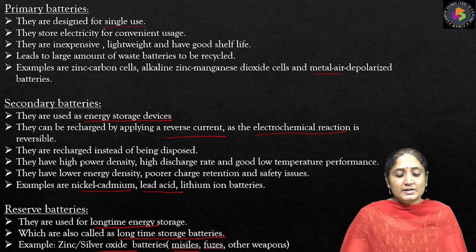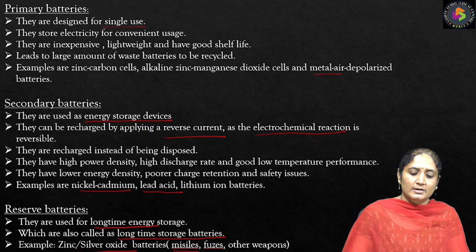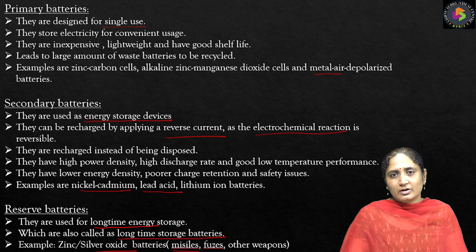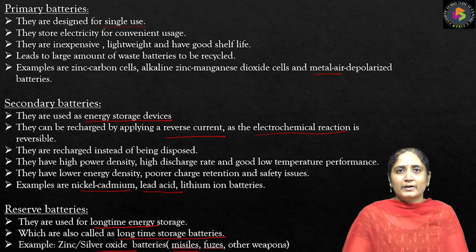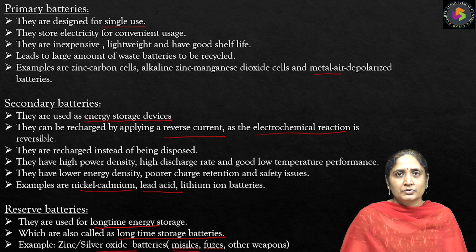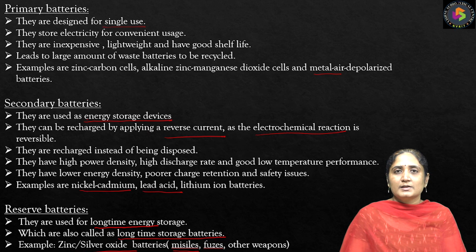Next, what is meant by reserve battery? A reserve battery is a storage battery. That means long time energy storage takes place here. We can store the energy for a long period. Long time storage batteries are called reserve batteries. As I gave the example, the inverters we use at home are examples of reserve batteries. Or else we can use them in space vehicles, marines, the automobile industry, or maybe in missiles.